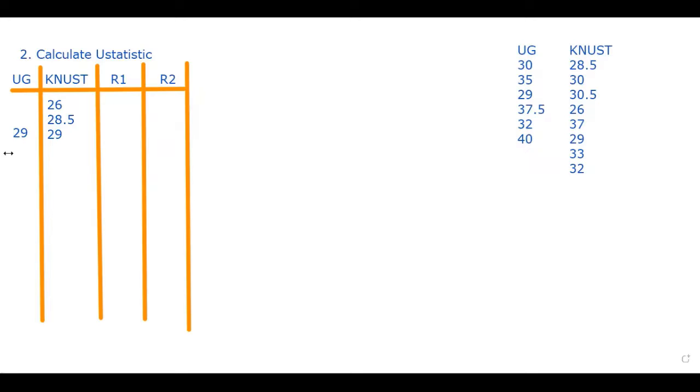30 for both, so they are in line. Next, 30.5 for KNUST, 30.5 for Eugene. 32 for both. Okay, 33 for KNUST, 33 for Eugene. 35 for Eugene, right? Yeah.